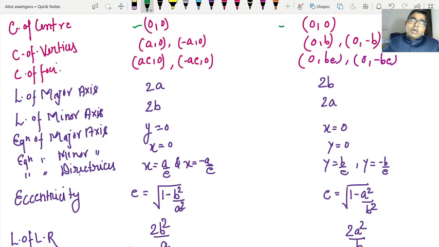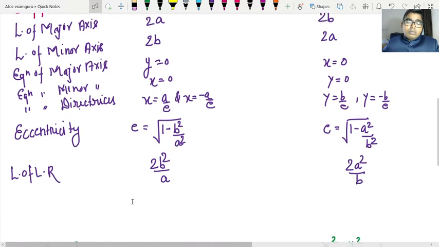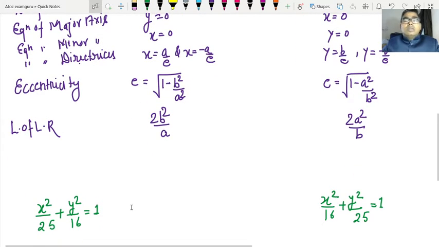And the eccentricity for this type of ellipse is e equal to under root 1 minus b square upon a square, and for this type of ellipse is e equal to under root 1 minus a square upon b square. And the length of latus rectum for this type of ellipse is 2b square upon a, and for this type of ellipse is 2b square upon a.